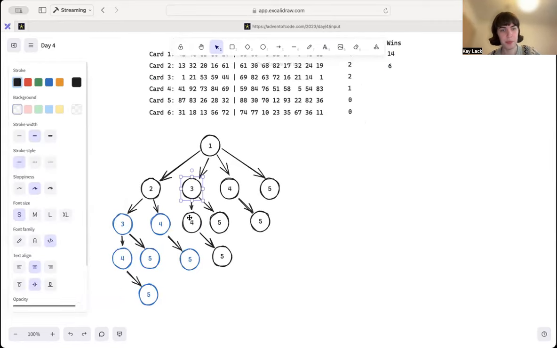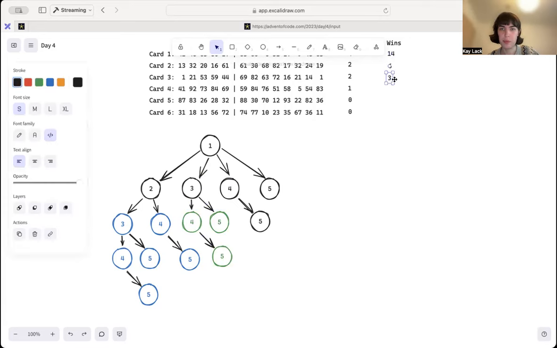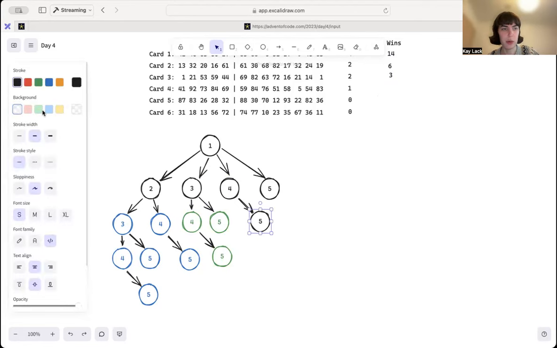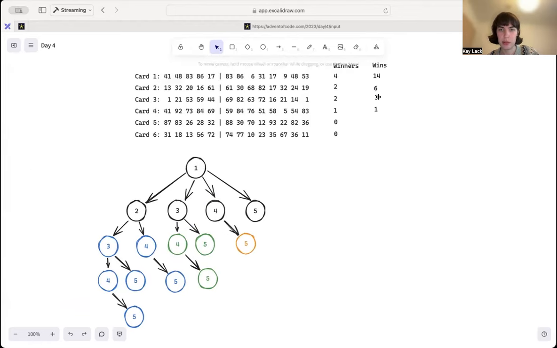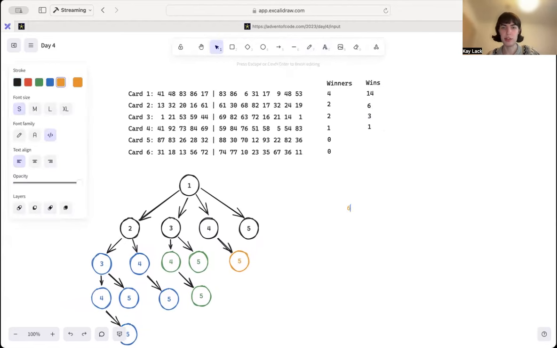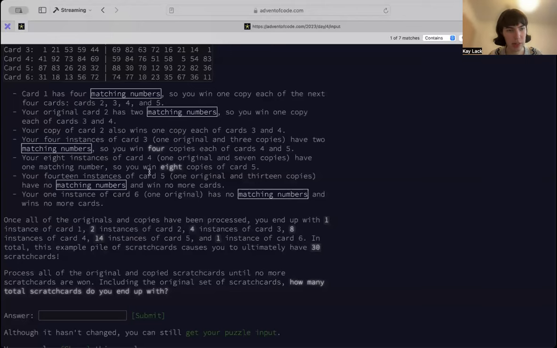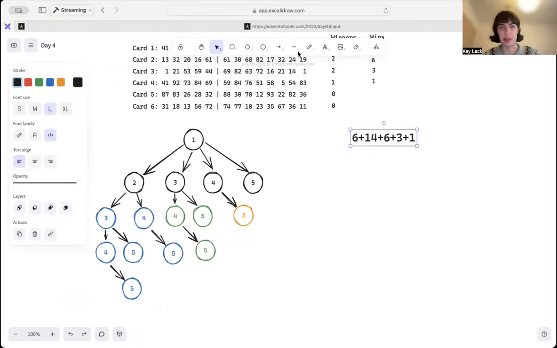Card three wins three cards. Card four wins one card. These cards win no cards, which means the result is going to be the original number of cards, that's six, plus 14, 6, 3, and 1, which is 30 cards, which is the correct answer. Okay, so this approach in theory should work. In theory again, but I'm pretty sure it'll work.